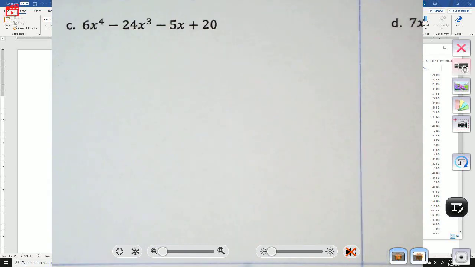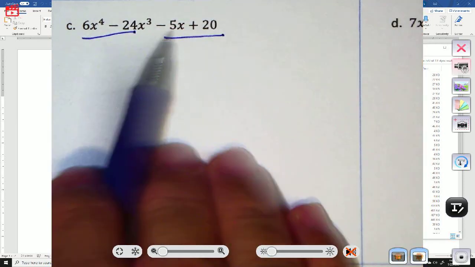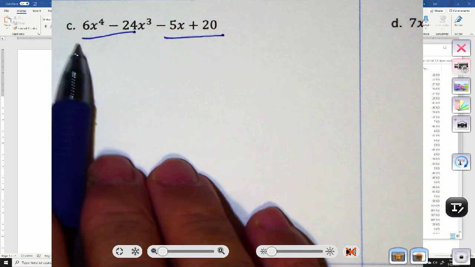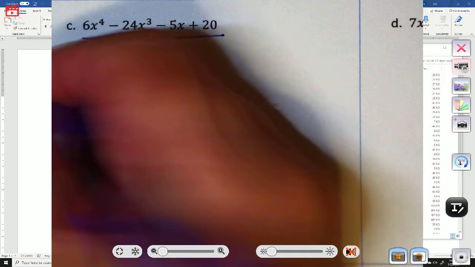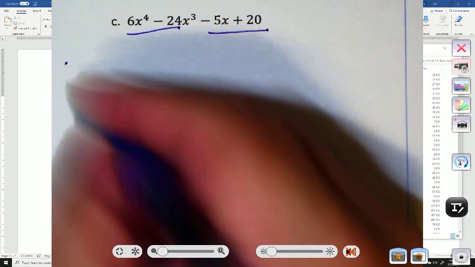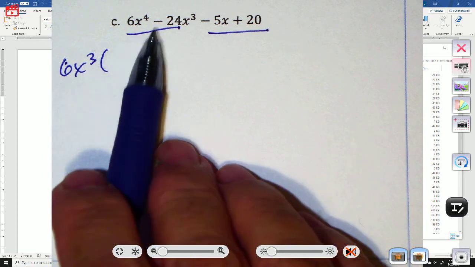So this has 4 terms, so it's going to be factoring by grouping. So I'm going to group those two together and group those two together. What's common here? So you're going to have an x cubed, and a 6 goes into both those. 6 goes into both 6 and 24. So it's 6x cubed. So if I take 6x cubed out of 6x to the 4th, that leaves me just an x.